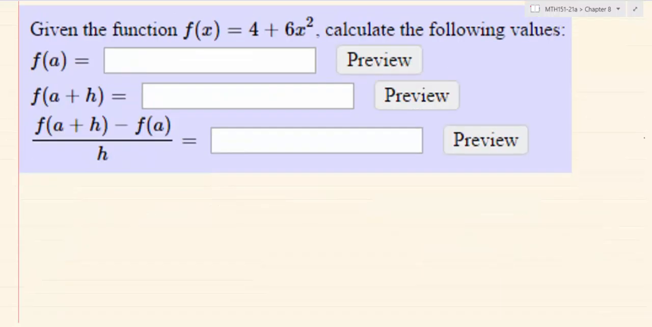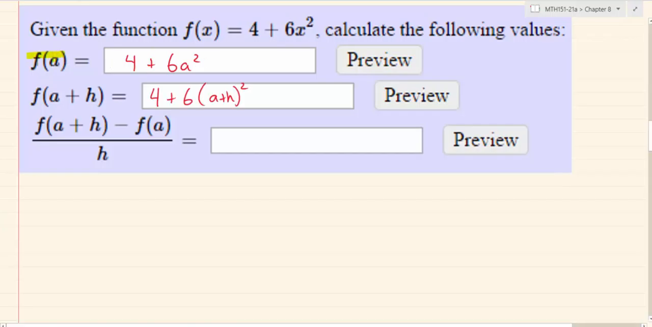So here's a function, 4 plus 6x squared. This is a quadratic. You know that it opens up. You know it has a y-intercept of 4. We could graph it if we wanted to, but we're not going to. What's f of a? What's f of a plus h? And now let's take all of these pieces and plug them in. Again, remember, this is f of a. That's this part here. This is f of a plus h, which is this part here. So, we got the training wheels on, right? We're taking you through step by step by step how to do this. So let's put everything together.